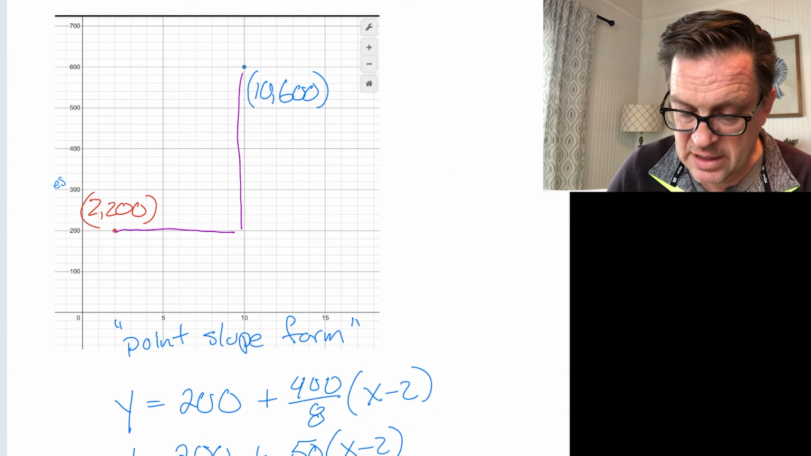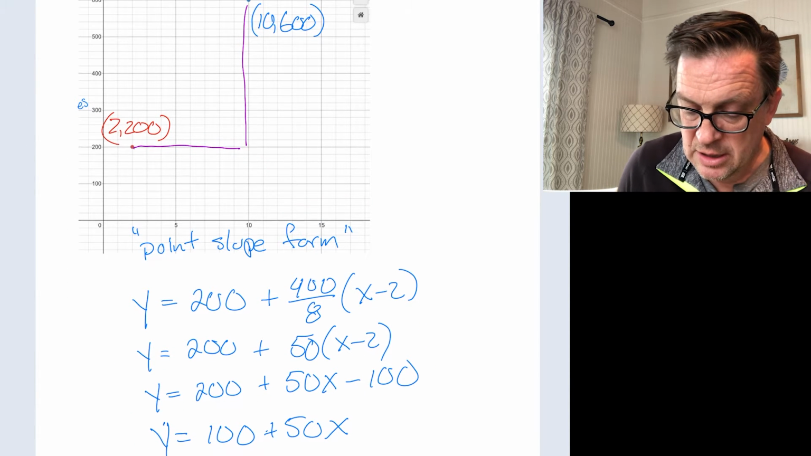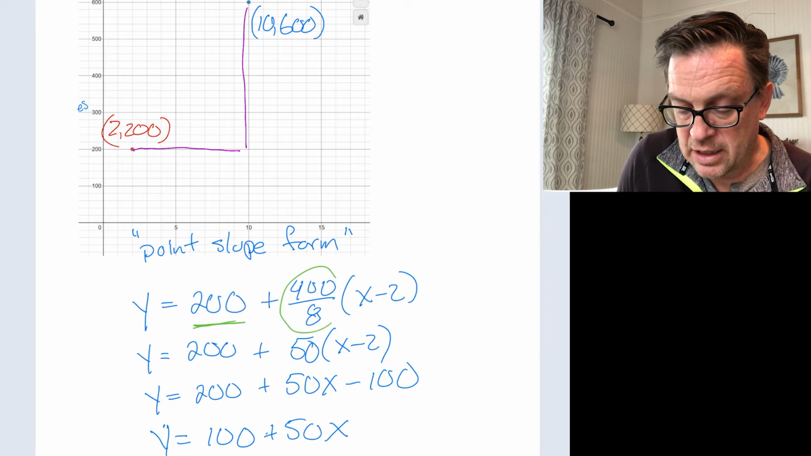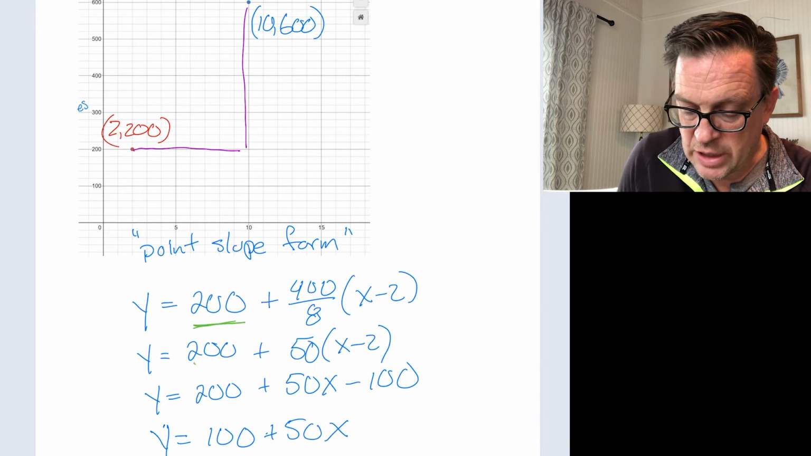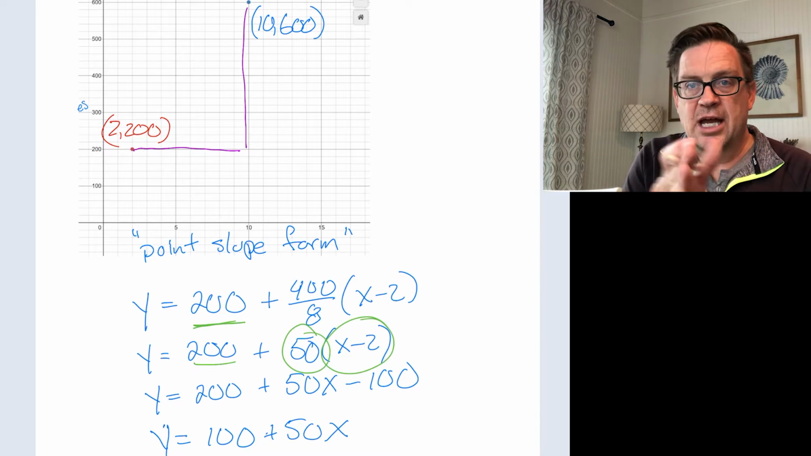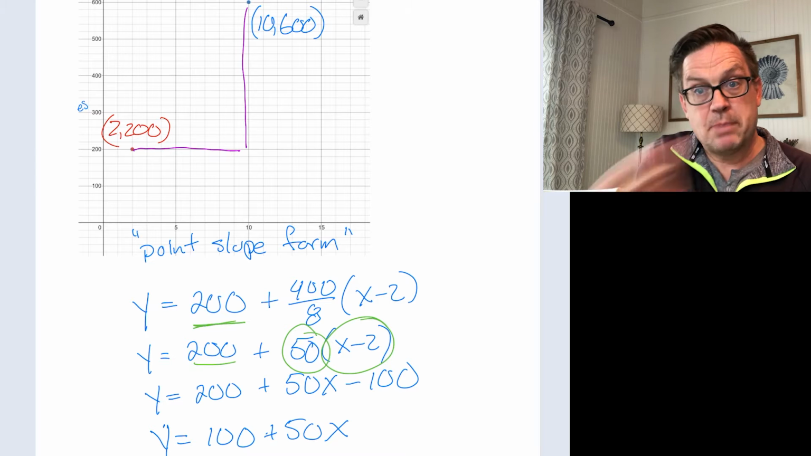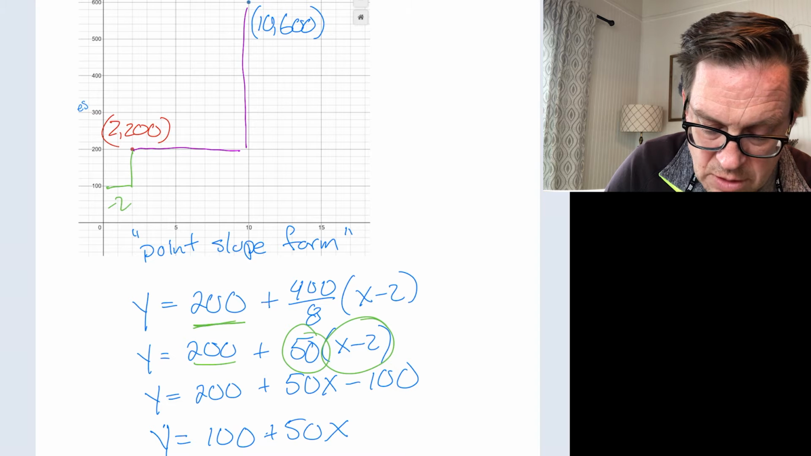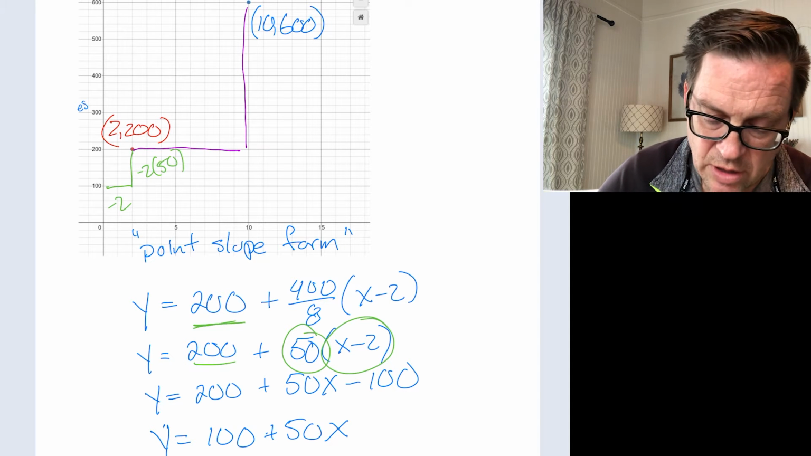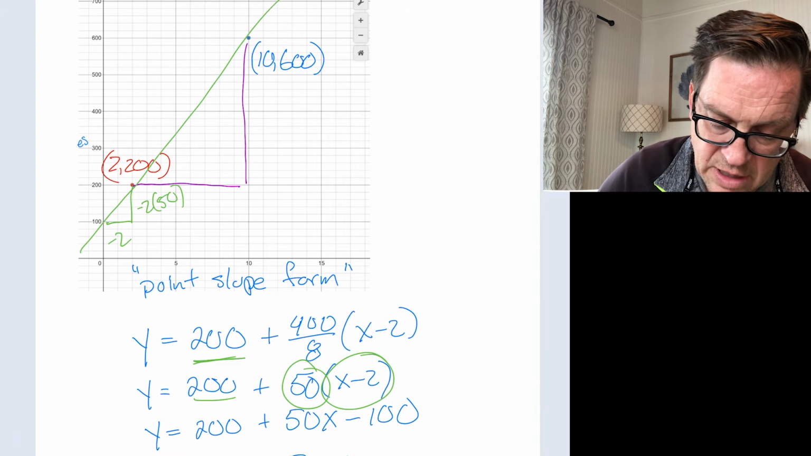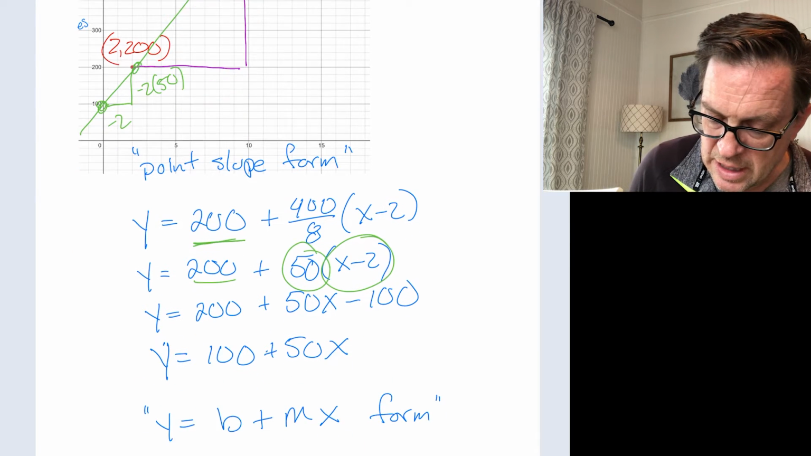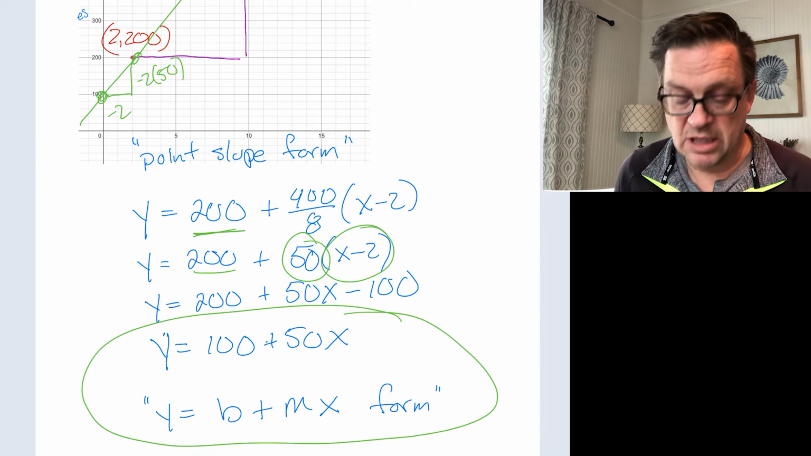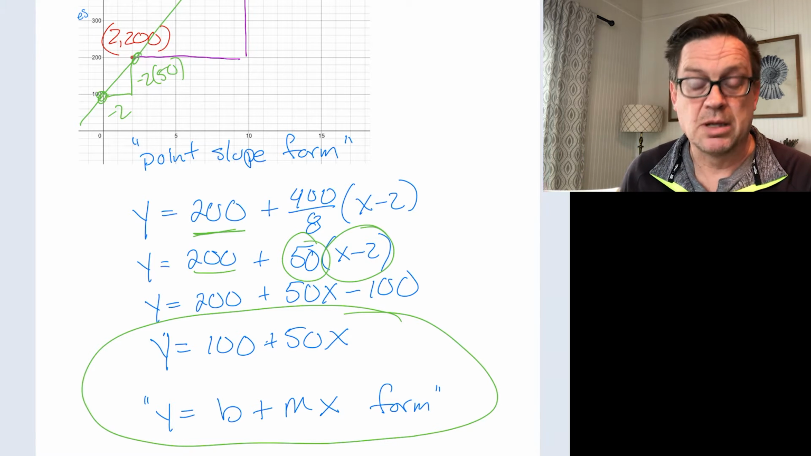So let's do the specific numbers we've got here. The way to think about this form is I have 200, and I go up by 50 every time. How far past 2 am I? Well, if I'm back at 0, I have to go back another minus 2, so that is minus 2 times 50. So I go down 100, and if I make that into a linear equation, my y-intercept is 100, and so my equation is 100 plus 50x, my intercept plus the slope times x form.